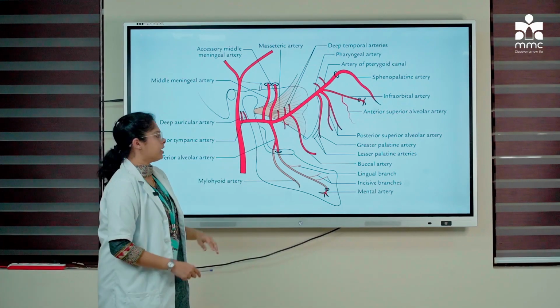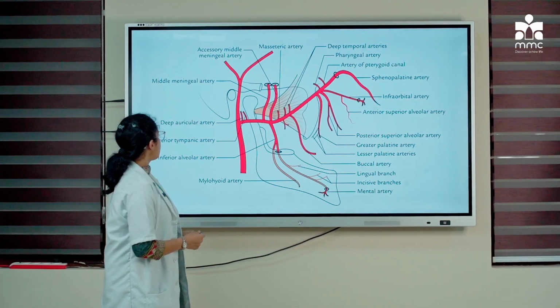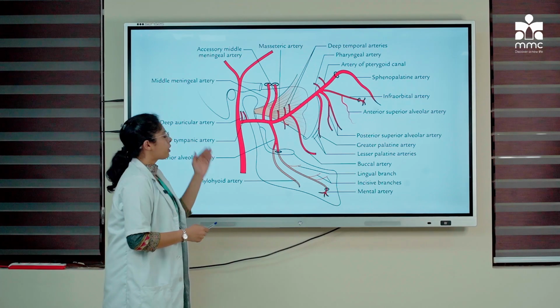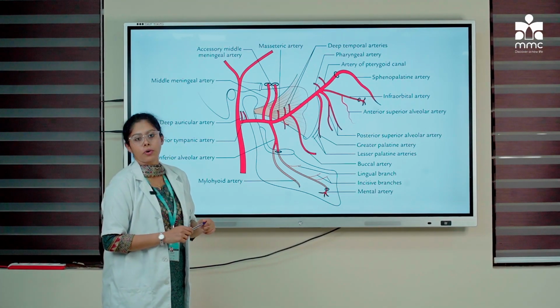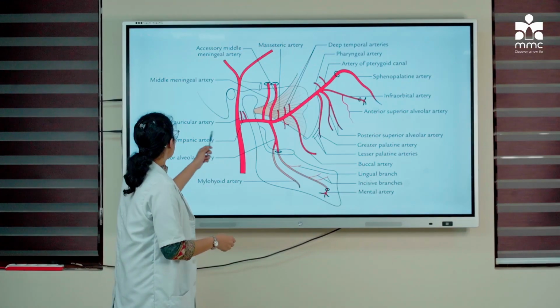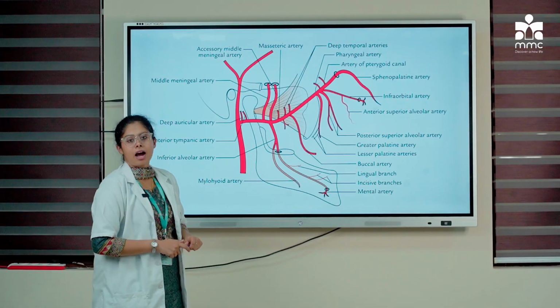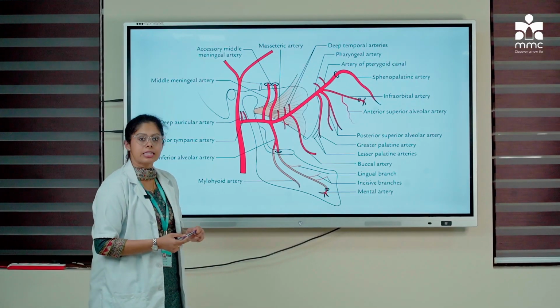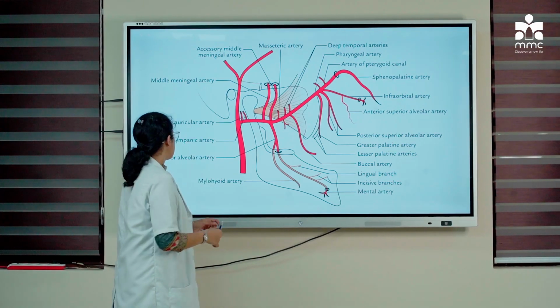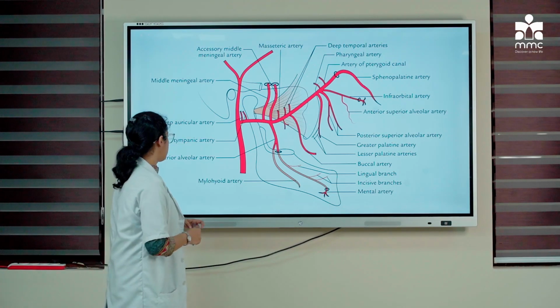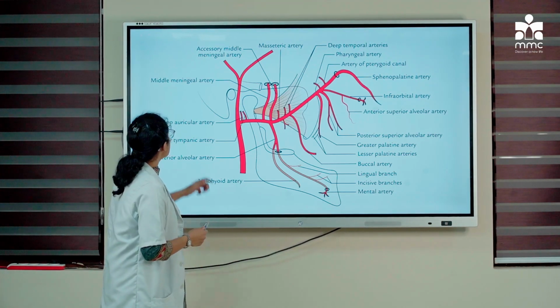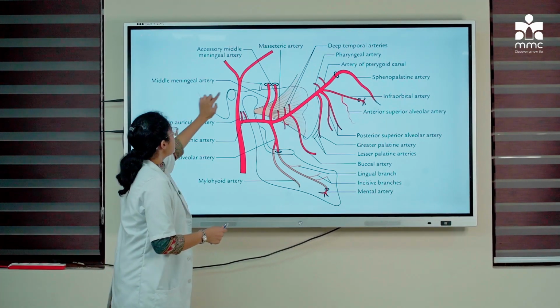Have a look at this figure. First artery is the deep auricular artery. Now, the deep auricular artery, as the name says, will supply the region of the auricular part, the ear. Then you have the anterior tympanic artery. The anterior tympanic artery reaches towards the tympanic region to supply the tympanic membrane and the tympanic structures present near it. Third, you have the middle meningeal artery.